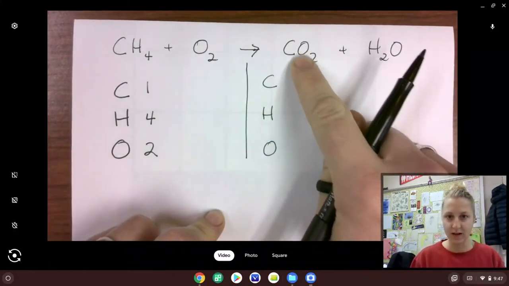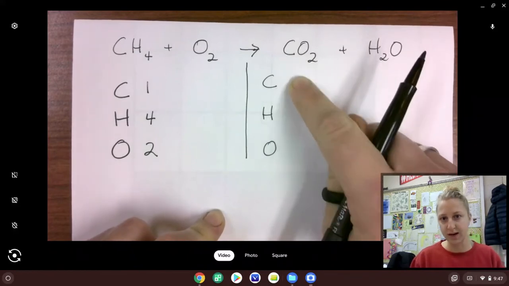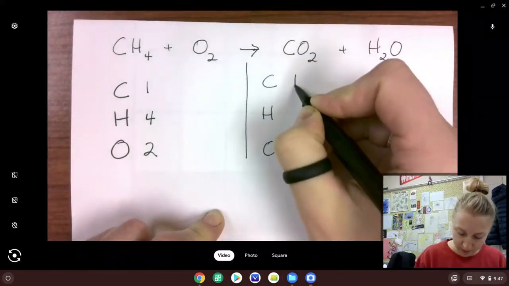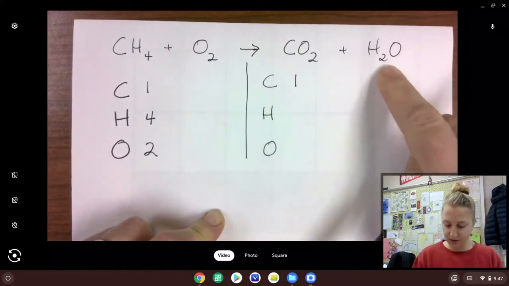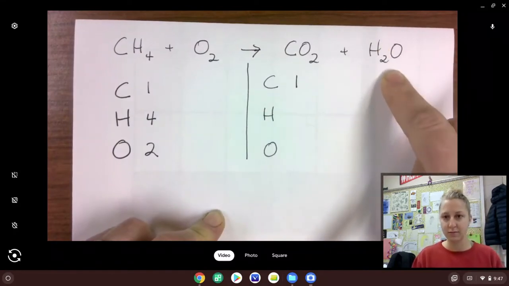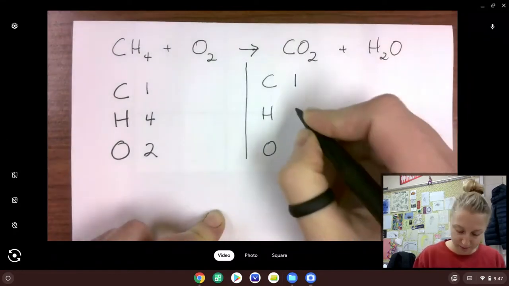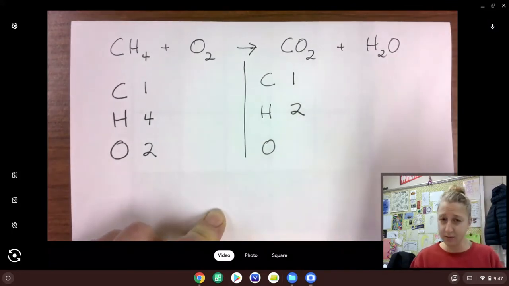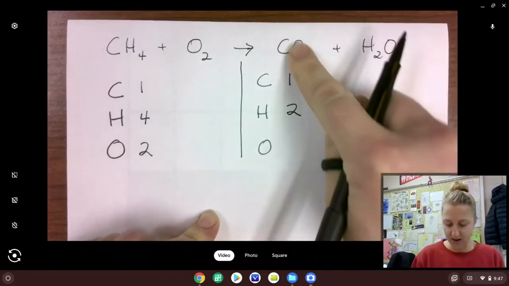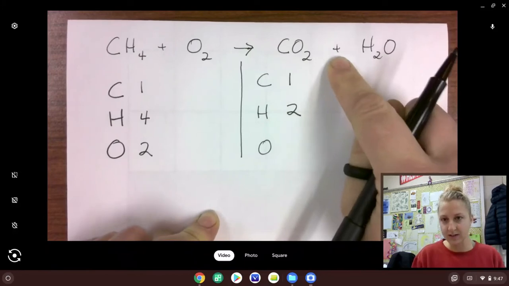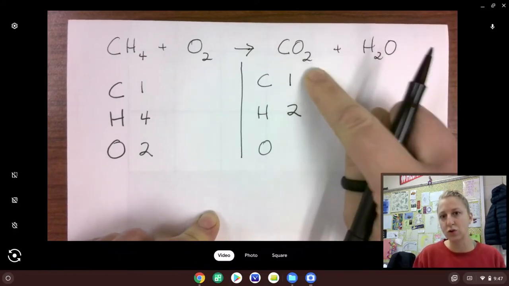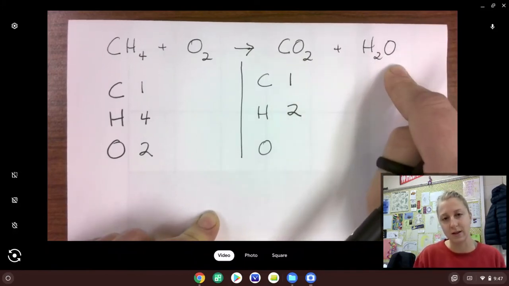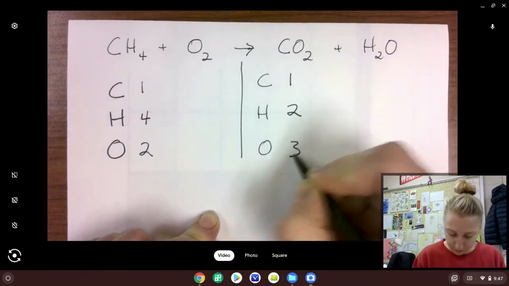Just one carbon. Again, no little number right behind the C, so just one carbon. H's, I've got 2 of them right here. That little 2 tells me I've got 2 of them. And O's are a little bit tricky, but you can handle it. I've got 2 O's right here, plus I've got another one over here. So the 2 plus another 1 is 3 altogether.